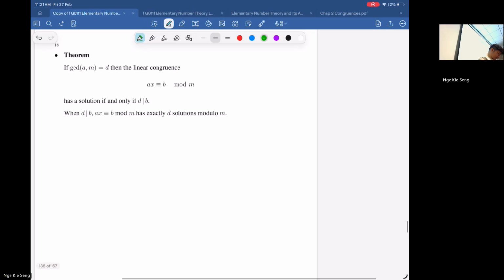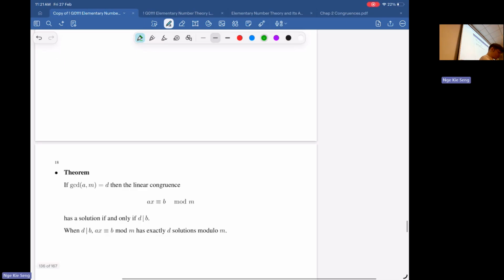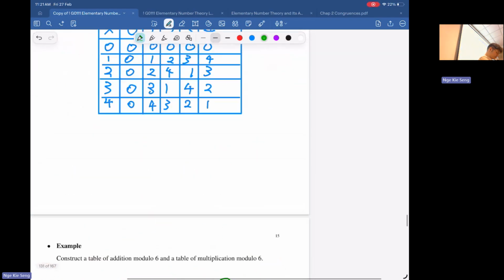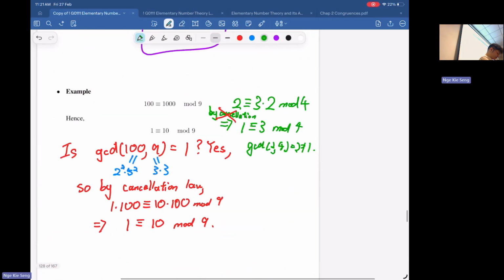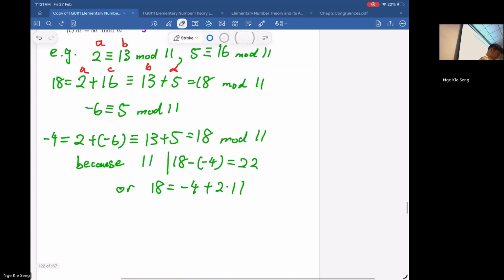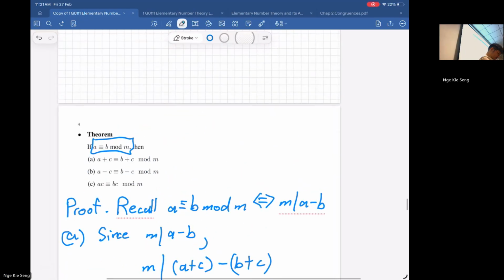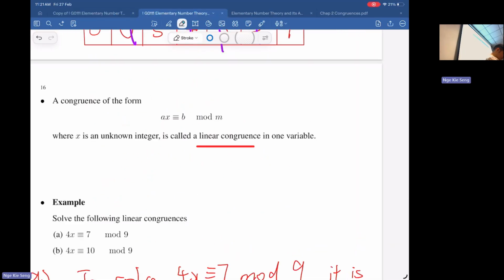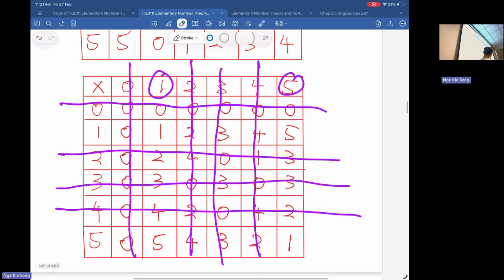Yeah, only one solution. So this is related to what I said just now. I removed the columns that are not relatively prime to 6, to make sure that there is exactly one solution. This is what I did just now. Where's my table? Here's my table. Okay. So this is what I did just now. I removed these columns so that I have exactly one.